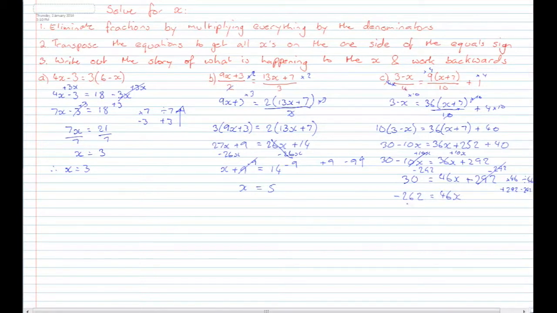Now divide both sides by 46. You'll therefore get negative 131 on 23 is equal to x, because we cancel down by a factor of 2, and of course 23 is a prime number, so therefore it can't go any further. So therefore x is equal to negative 131 over 23.